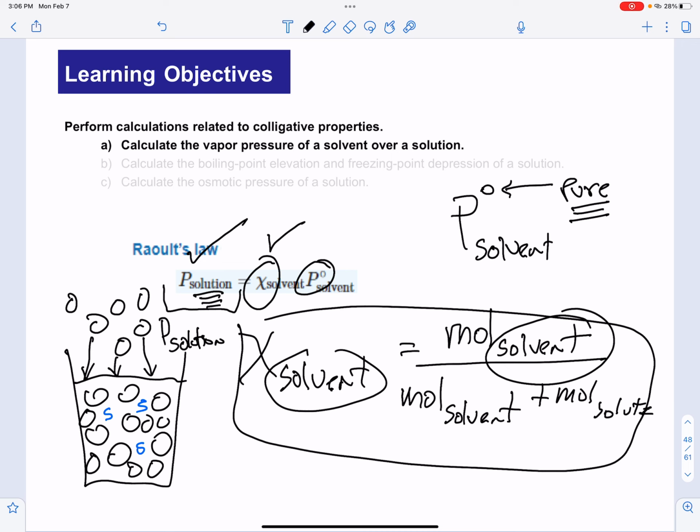The same with the pressure of the solvent. If the solvent by itself evaporates really easily, right? The higher this number goes, the higher the pressure will be because it evaporates really easily. So that's Raoult's law. So let's see how we're going to use it.